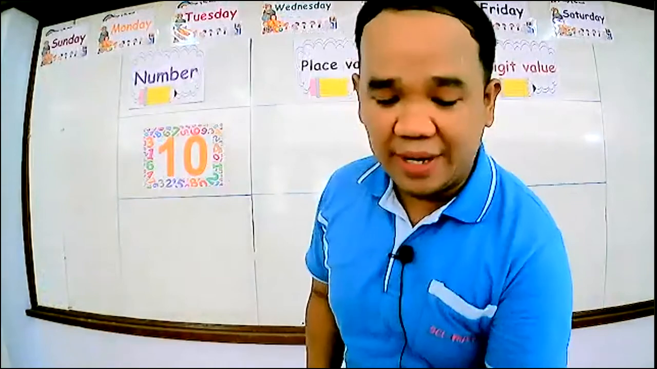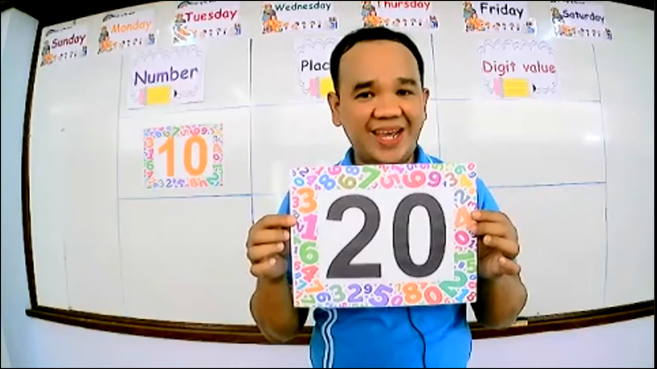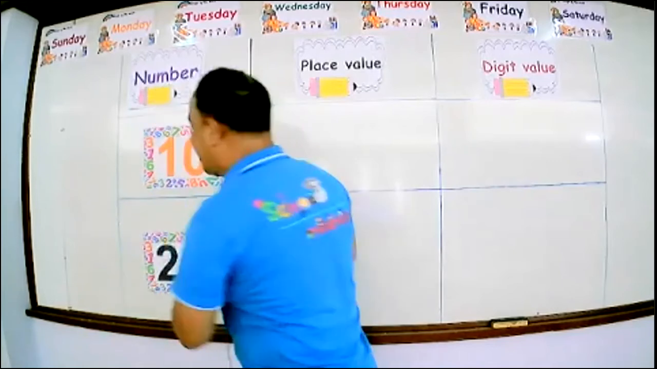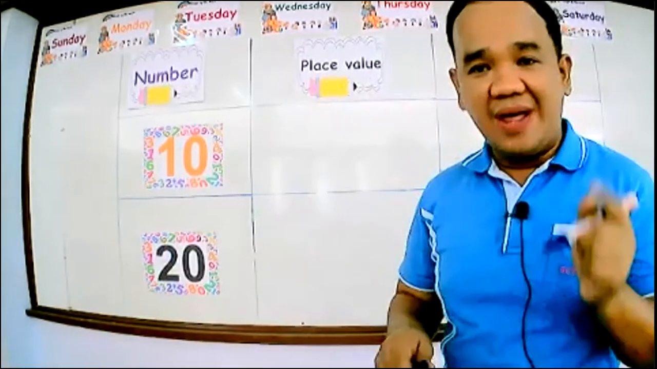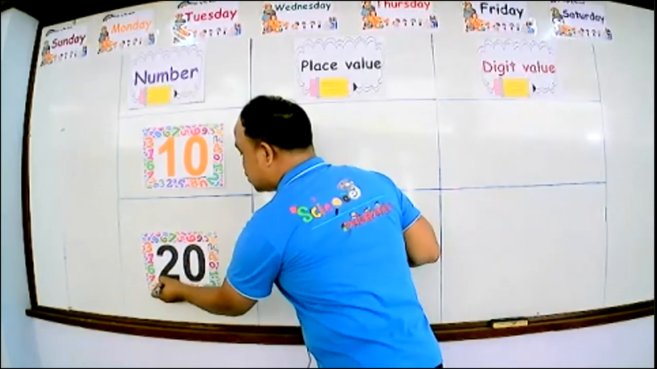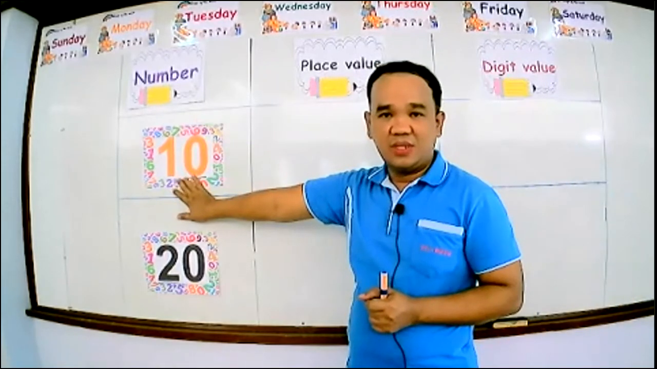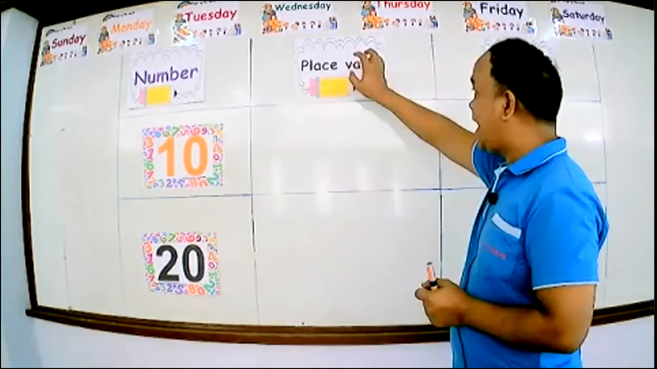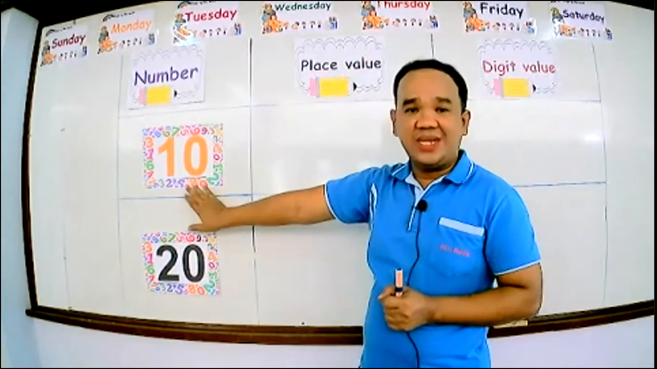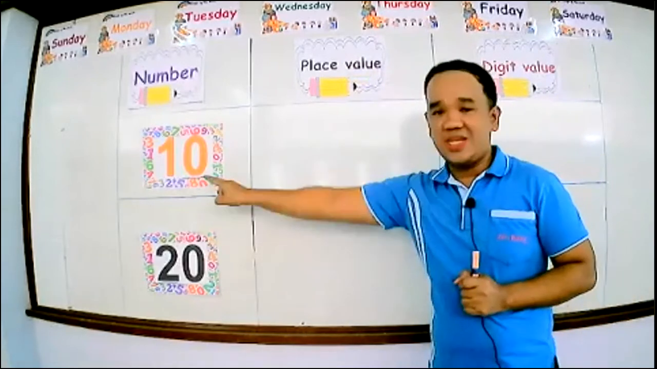And then another one. What number is this? This is number 20. Okay, very good. Now, what is our underlined number? So our underlined number is 0, and we have 2. Now, our given number is 10. So we are looking for the place value. And our underlined number in number 10 is 0. But what is the place value of 0?